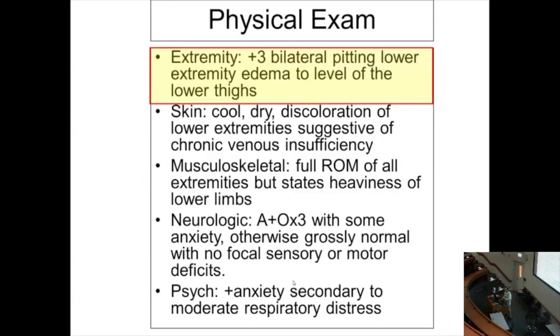So here's your bilateral pitting edema. That +3 is a rating. I'll explain that tomorrow a little bit, but it's a measure of the severity of the edema, and that explains why she's got it. Higher central venous pressure, higher capillary pressure, you get edema, okay?